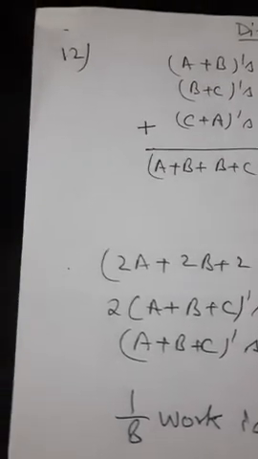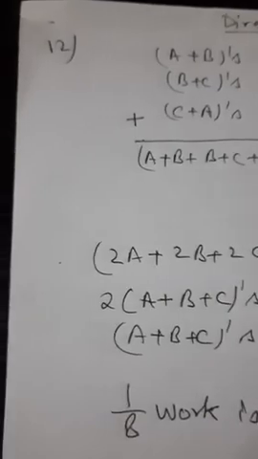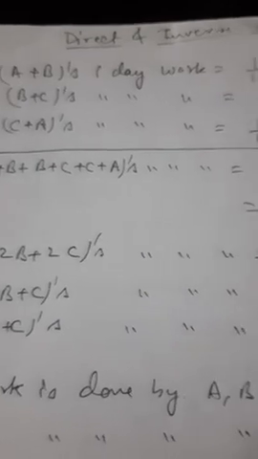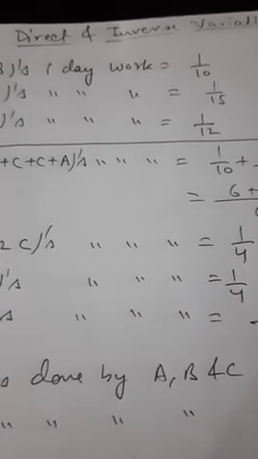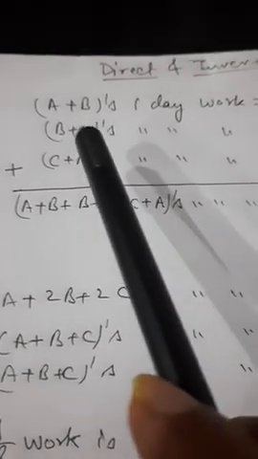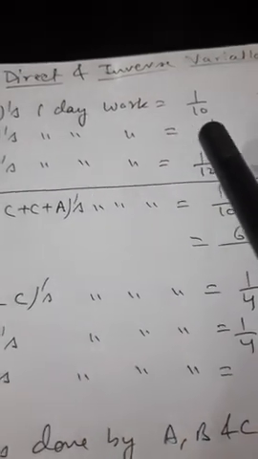Exercise 9.3, question number 12. Read the question. Question says A and B together can do a work in 10 days. So what will be their 1 day work? So A plus B's 1 day work will be 1 upon 10.